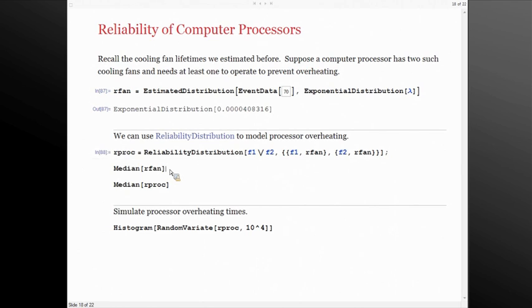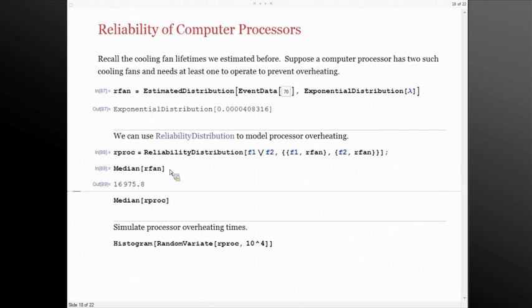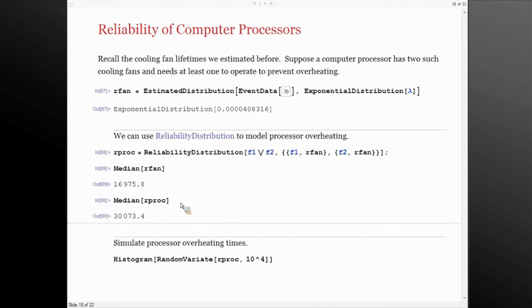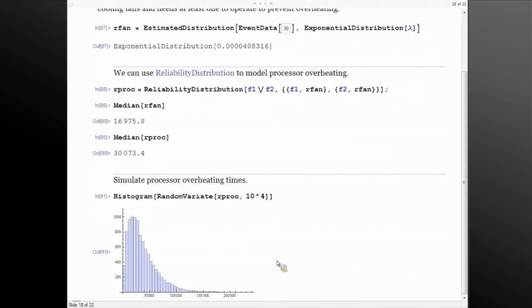So the median survival of the fan itself is about 17,000 hours, as we saw before, but now that we have 2 of them, we have 30,000 hours median survival for the whole system. And because this is a distribution, we can do things like simulate it. So here I'm going to simulate processor lifetimes until they overheat, 10,000 of them. It's pretty much instantaneous.